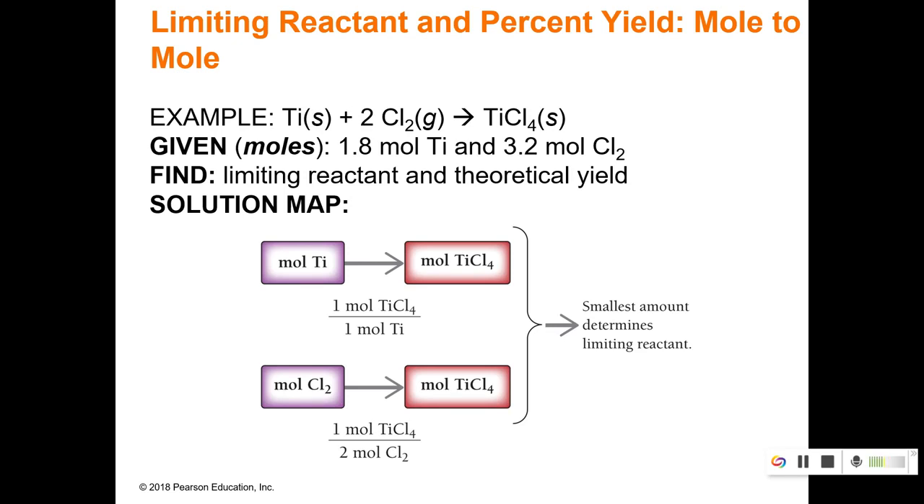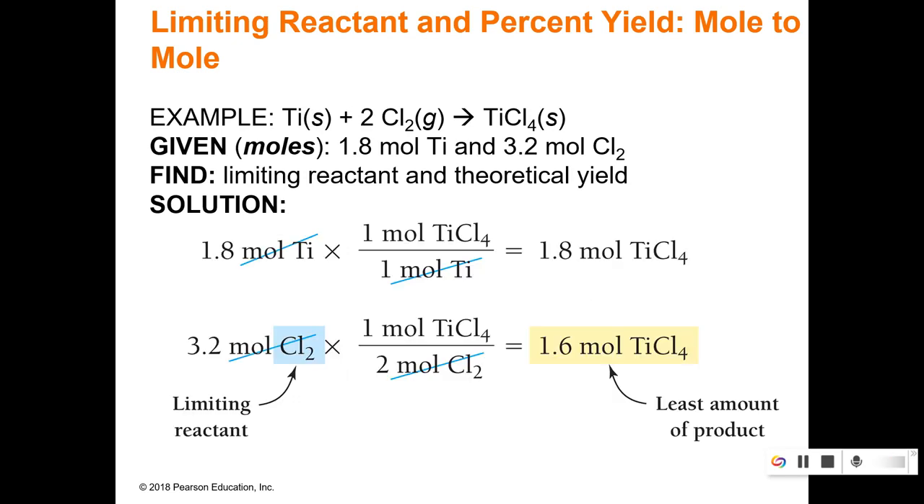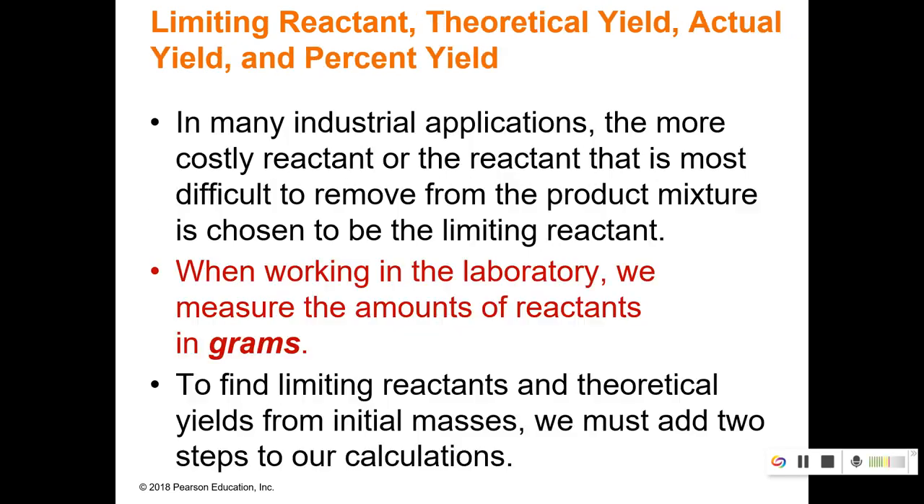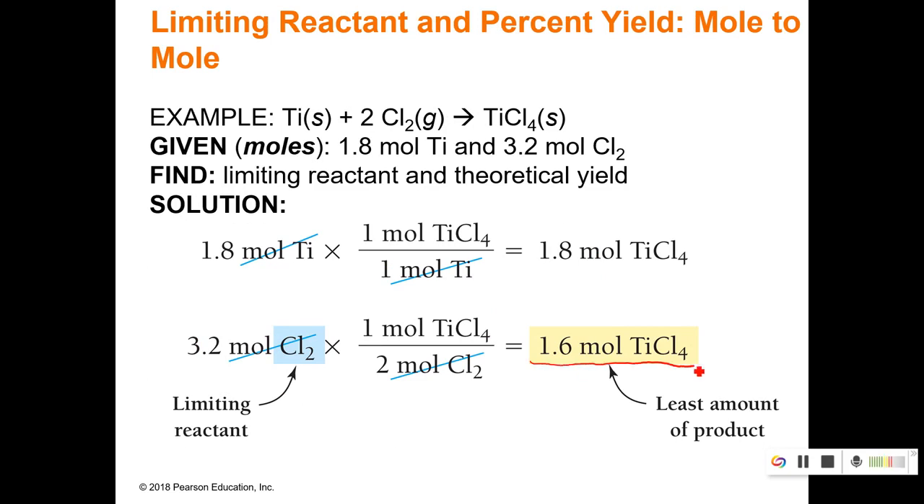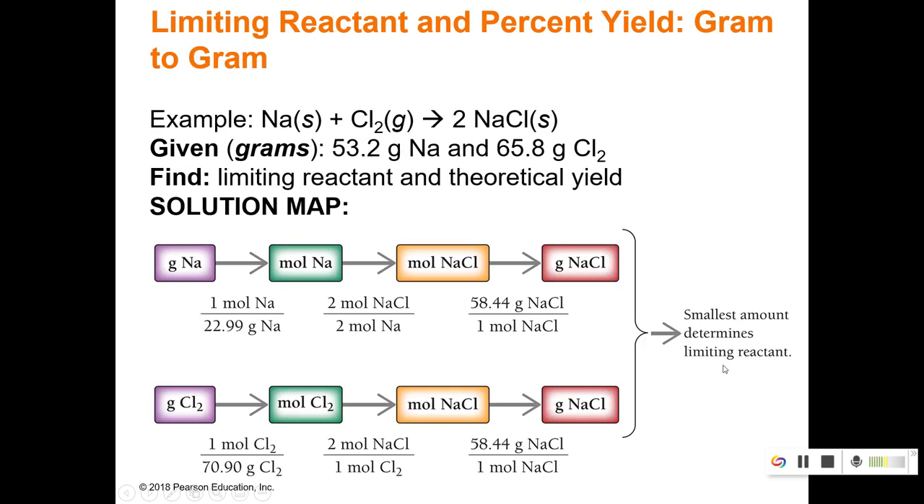So we still do our mole ratios. Okay, we find our theoretical yield and our limiting reactant.